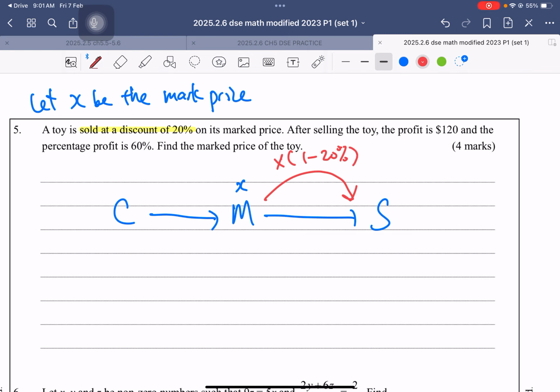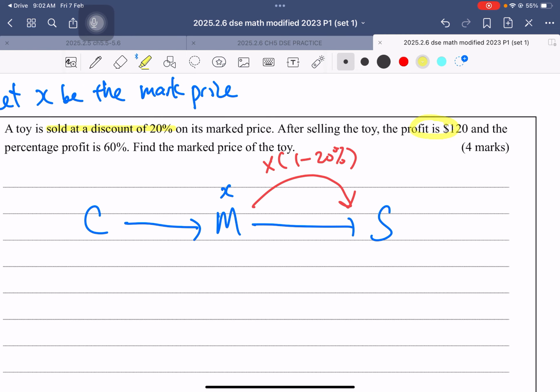Is this okay? Clear? After selling the price, the profit means what and what? Selling and cost. No need to plus or minus, just need to say which and which. So selling and cost, you draw an arrow. This is not percentage, isn't it? Profit is just plus, then the loss is minus. So you plus 120.